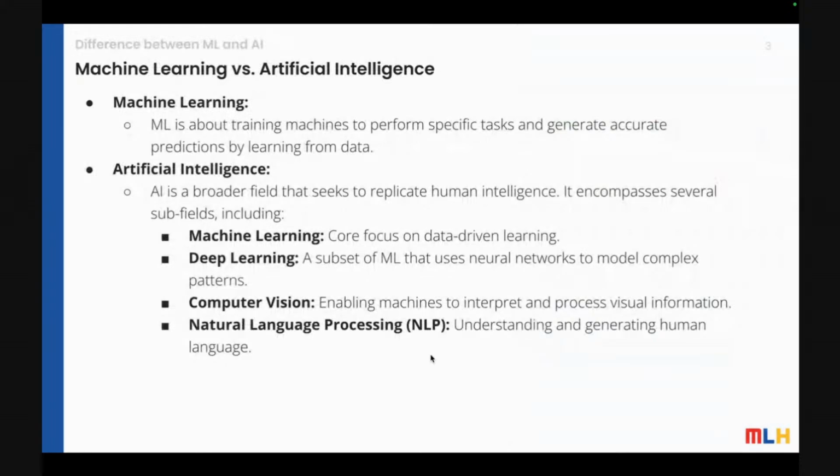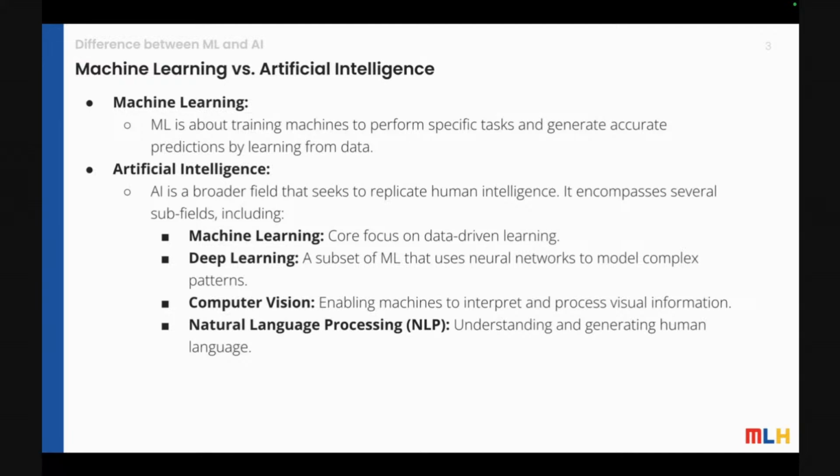Now, what's the difference between ML and AI? ML is about training machines to perform specific tasks, whereas AI is a broader field. It's like an umbrella and it encompasses several subfields. For example, ML, where the core focus is on data-driven learning. You have deep learning, which is again a subset of ML itself that uses something called neural networks. We will not get deep into neural networks.